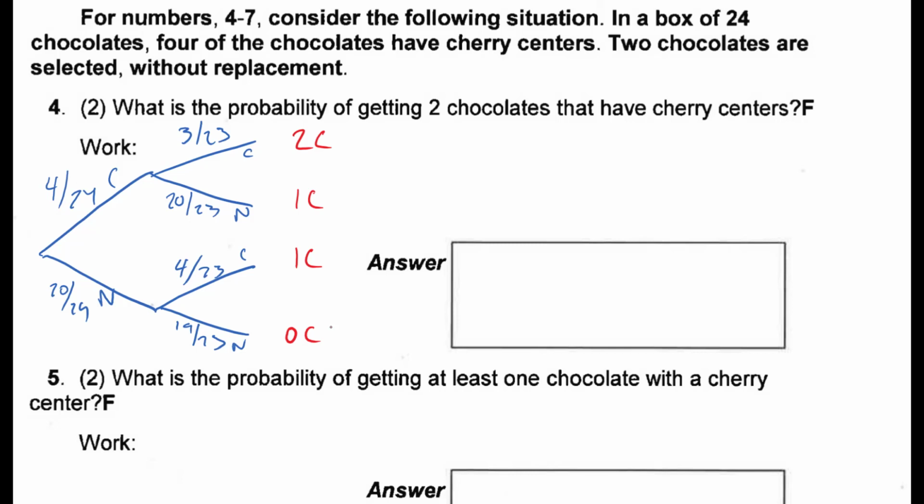Okay, so what's the probability of getting 2 with cherry centers? To answer this one, I just need to go, what's the probability of getting this? So it's 4 over 24 times 3 over 23. And I get that as being 12 on top and 552 on the bottom. So let's see, it wants it as a fraction. I'll take that one, but I think it goes down to 1 in 46.